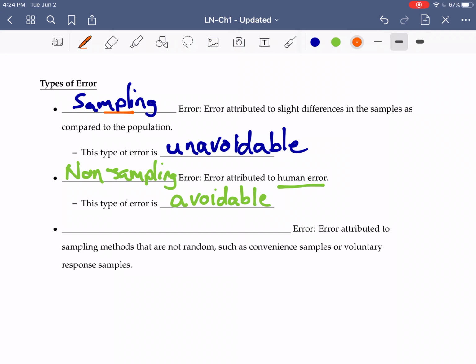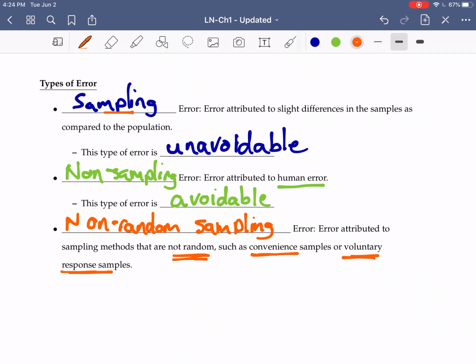And then the third type is non-random sampling error. So here we have error that's attributed to sampling methods that are not random. So a convenience sample or a voluntary response sample. We didn't really talk about these, but a voluntary response sample is a sample where people choose to be included in that sample. Right?